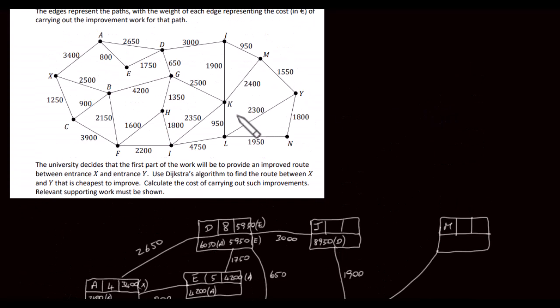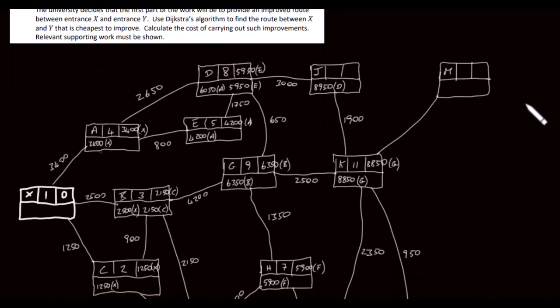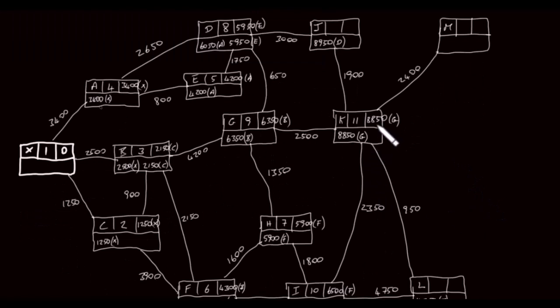And the weight there from K to M is 2400. Okay, so let's add all these up. We have 8850 plus 1900. That's 10750, which is bigger than this, so I won't write that in. If we come up along this way, then we've 8850 plus 2400. That's 11250. So we put that in here.